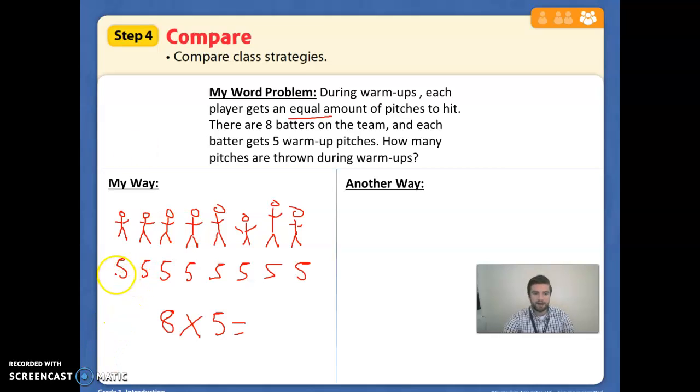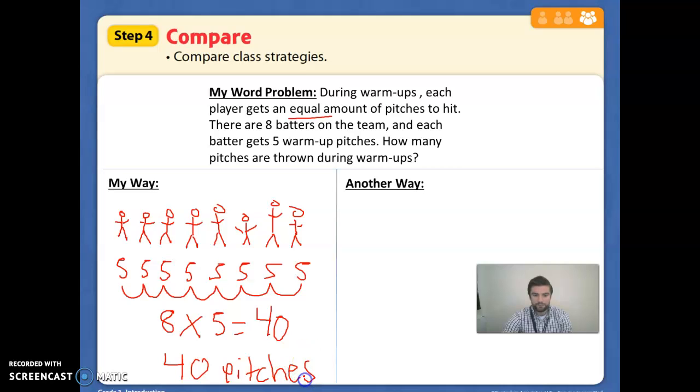I would skip count by 5s 8 different times to represent the 5 pitches that each batter gets. So 5, 10, 15, 20, 25, 30, 35, 40. Guess what? 40 pitches. Remember, we always got to label our answer. 40 pitches were thrown.